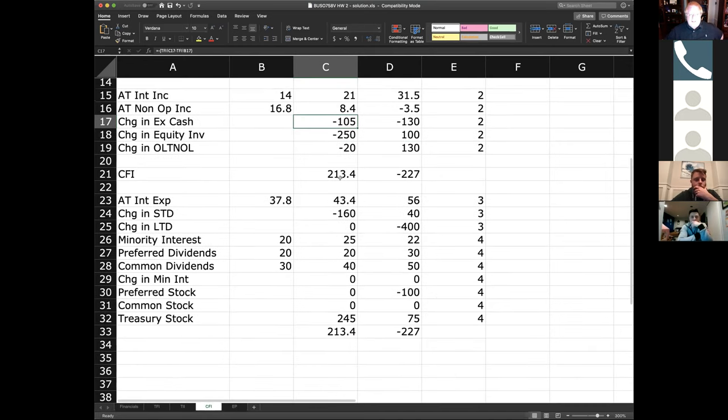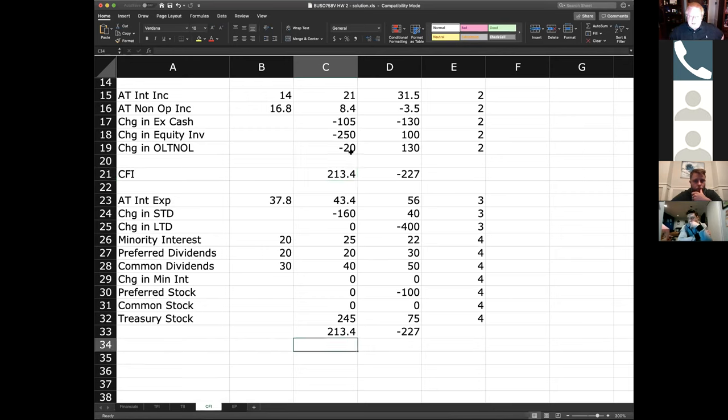And that's the point. Here I had 213 to distribute. How did I distribute it? So just like on TII, distributions are positive numbers because I want these statements to balance. And this is what gets confusing, because you're thinking about the statement of cash flow you learn in accounting, and that's not what this is. This statement says, I have 213 to distribute.